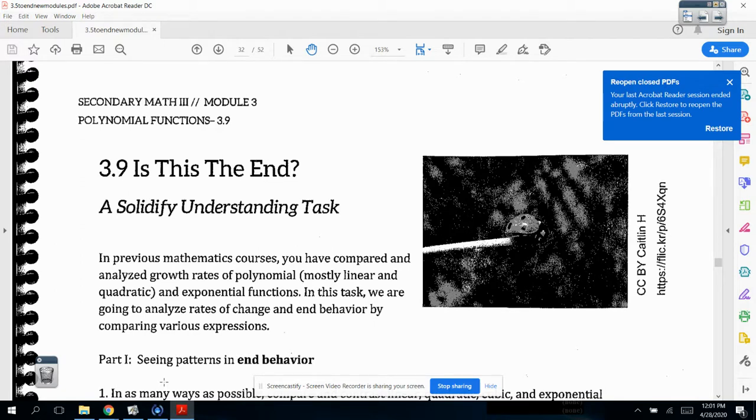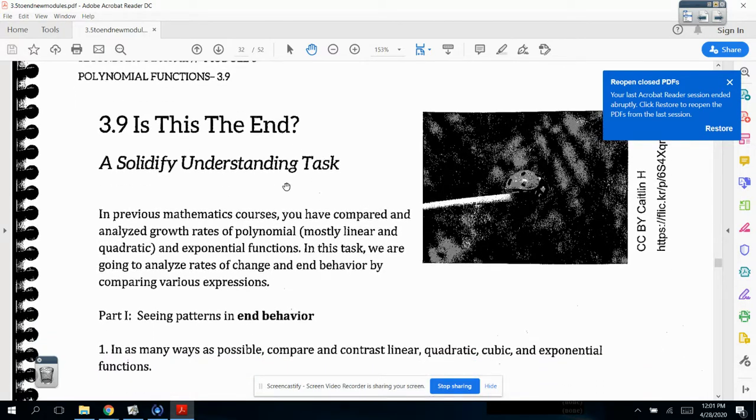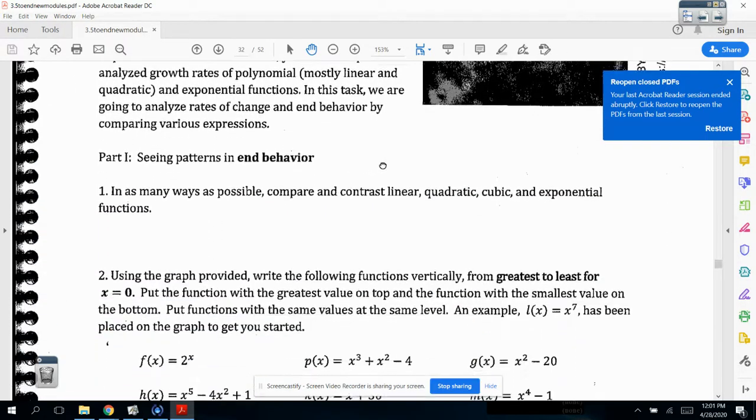We're going to talk about this 3-9. I kind of hate this. I like teaching it, but I don't think you're going to get a lot out of it the way it is. Okay, so we're going to talk about this idea of end behavior, and end behavior is super important.